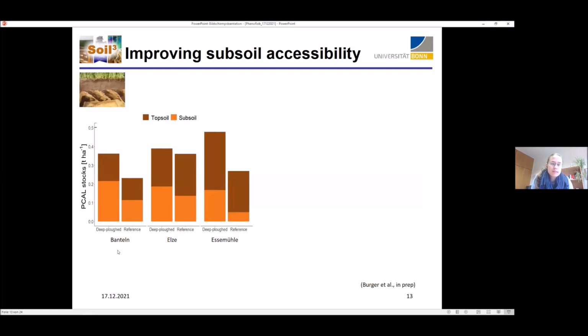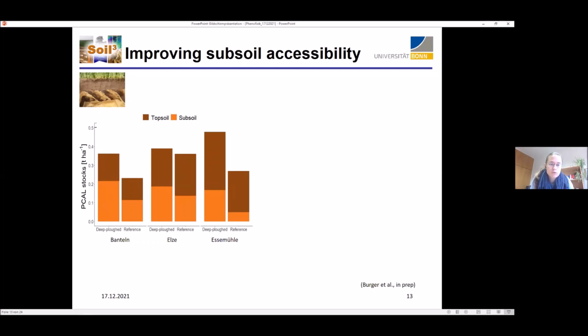So these are the 3 sites that we looked at. All 3 are in northwestern Germany and Lower Saxony. And if we look at, again, the stocks of plant available phosphorus, and we compare the part of the field that had been deep plowed in relation to a neighboring part of the field that had not been deep plowed back then, we see an increase in overall phosphorus stocks.